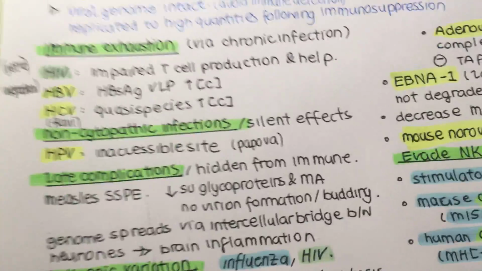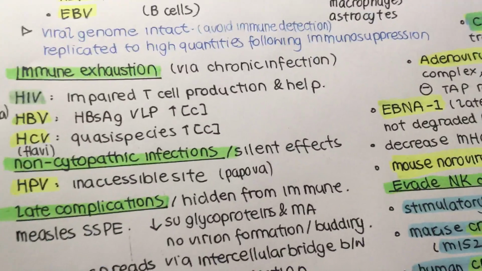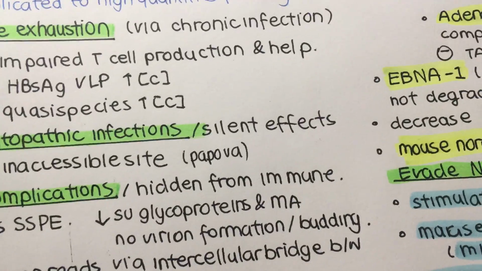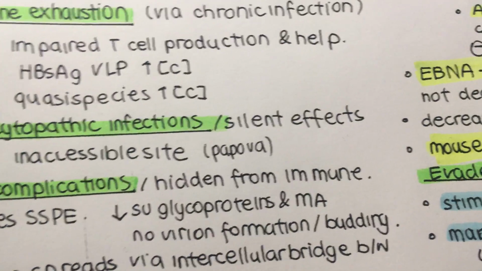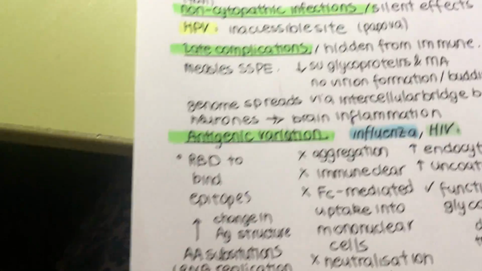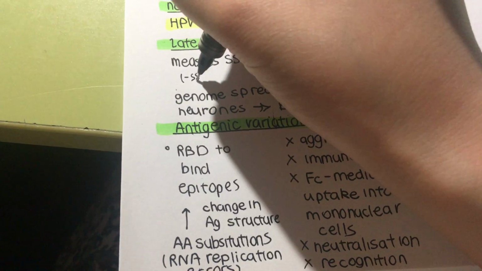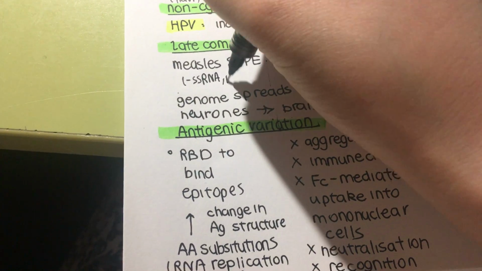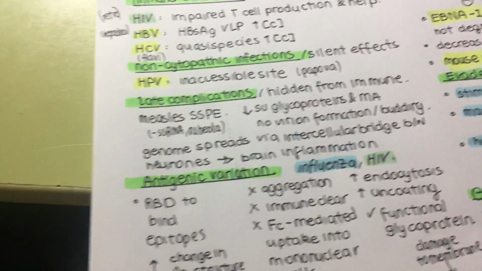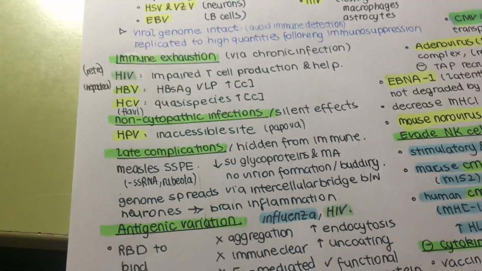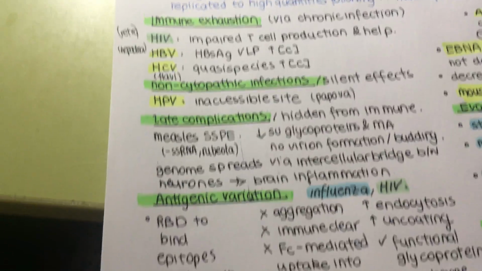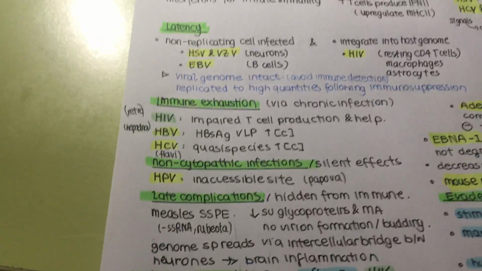The next strategy used by papillomavirus is to cause silent effects and not kill the cell. Then other things like measles, which is caused by rubeola, which is a negative ssRNA virus. That causes SSPE, and the way it does this is by entering into a form of latency, I suppose.